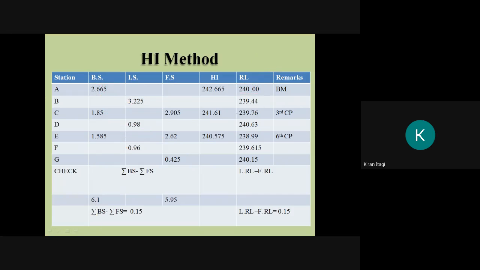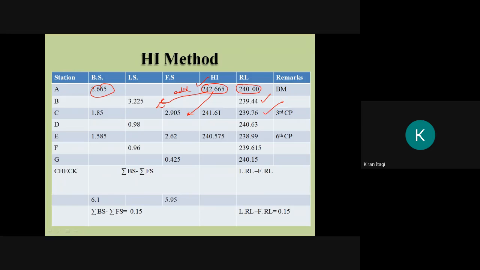So how do we do the calculations? First, to the given RL we will add the backside, so we will get the height of the instrument. After getting the height of the instrument, we need the RL for the station, say station B. So HI minus the intermediate side, we will get the RL. Again HI minus the foresight, we will get the RL.